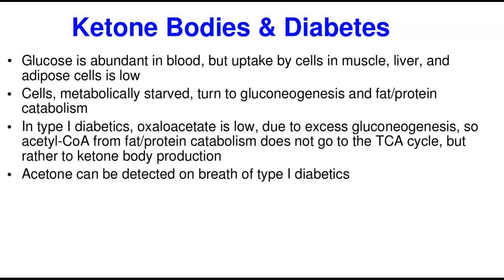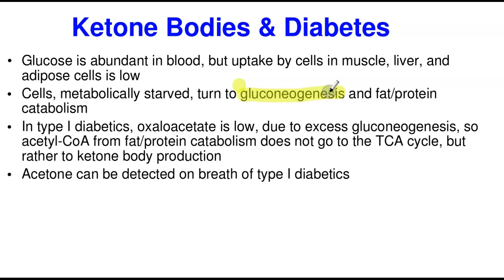The cells don't have enough glucose, but they need energy because they have to break it down for energy. What do they do? The cells are metabolically starved, and they switch to other sources of getting this glucose. What they do is gluconeogenesis, which is the synthesis of glucose from non-carbohydrate sources. And they also get their energy from fat or protein catabolism.